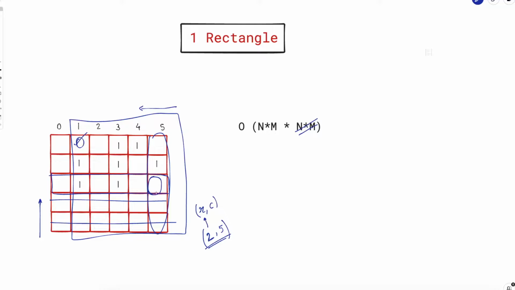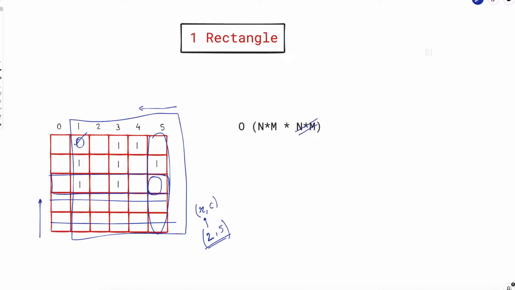And this entire operation which we have done to figure out 2 and 5, let's see if we can do it in less than order n time. If we are able to do this, then yeah, we have reduced our time complexity a little bit. So what we are doing is iterating over all the rows from bottom to top.